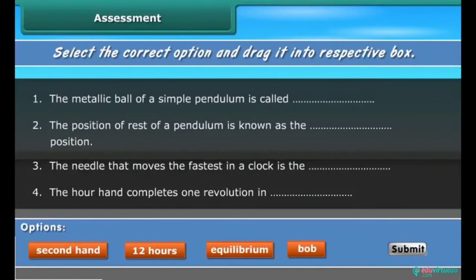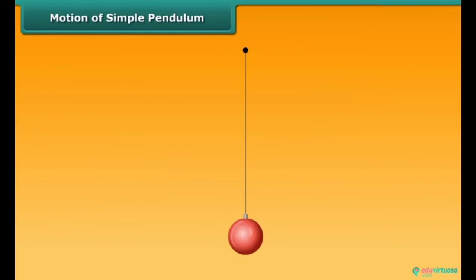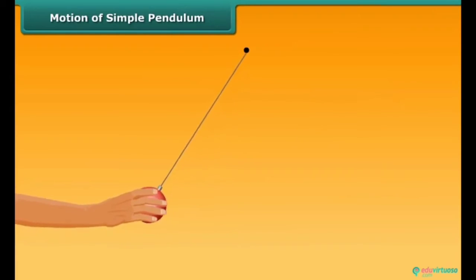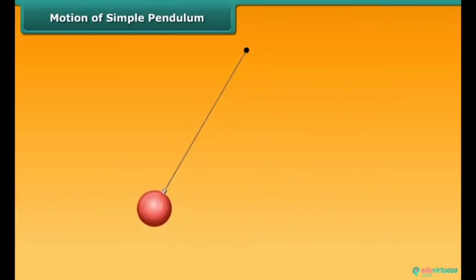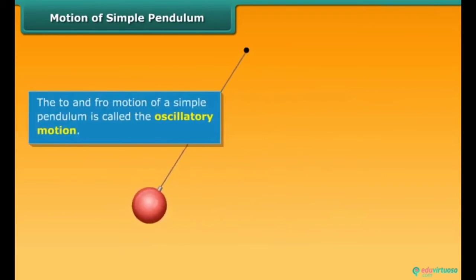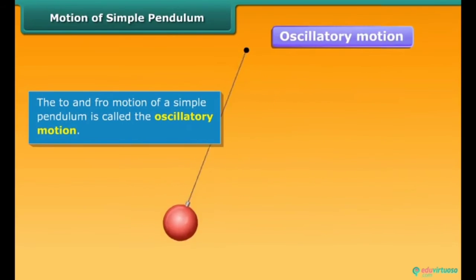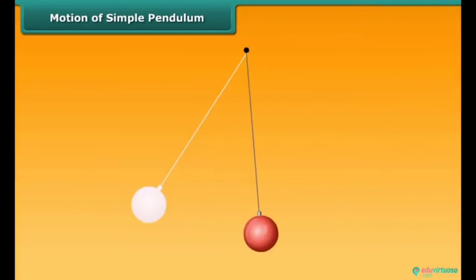Let's summarize. Here, the motion of a simple pendulum. How can we do it? I release it. And you can see the movement starts. A simple pendulum shows to and fro motion in a simple way. This is called an oscillatory motion.